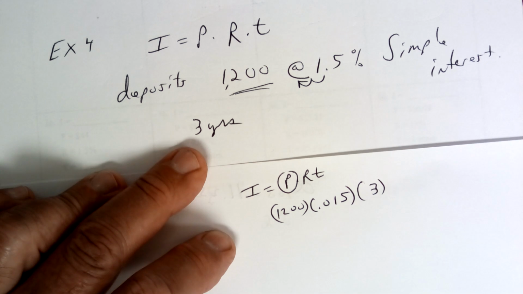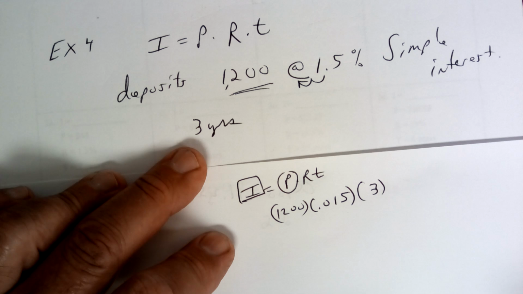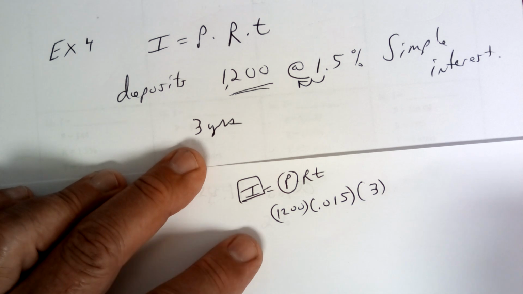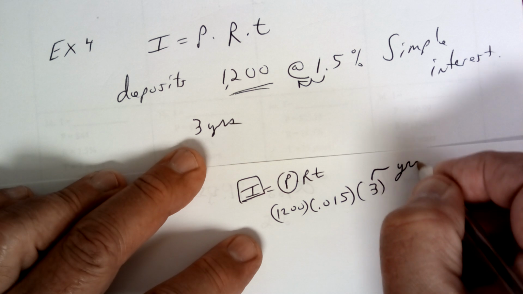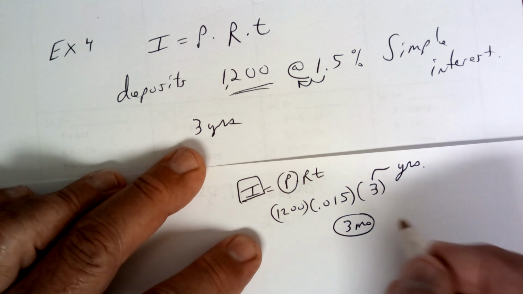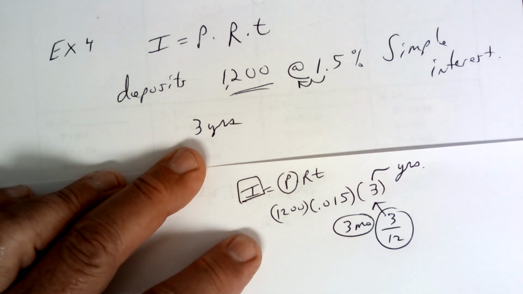Okay, so you multiply that, and that gives you how much interest you have to pay or how much interest you make depending on what you're doing. Now, this is always expressed in years. So if they say 3 months, then you got to take 3 divided by 12 because there's 12 months in a year.